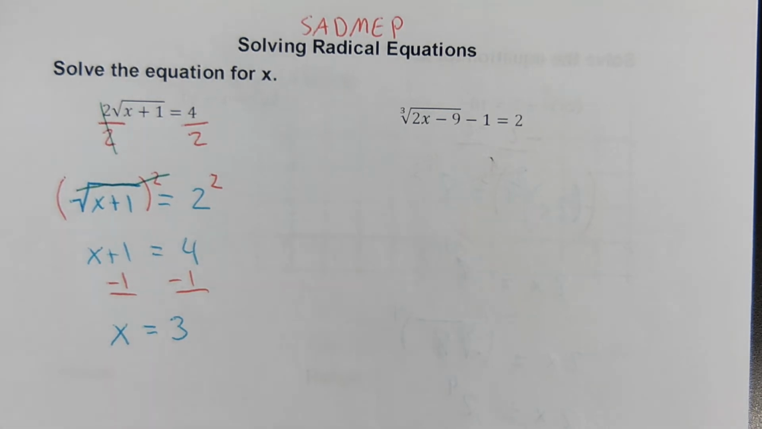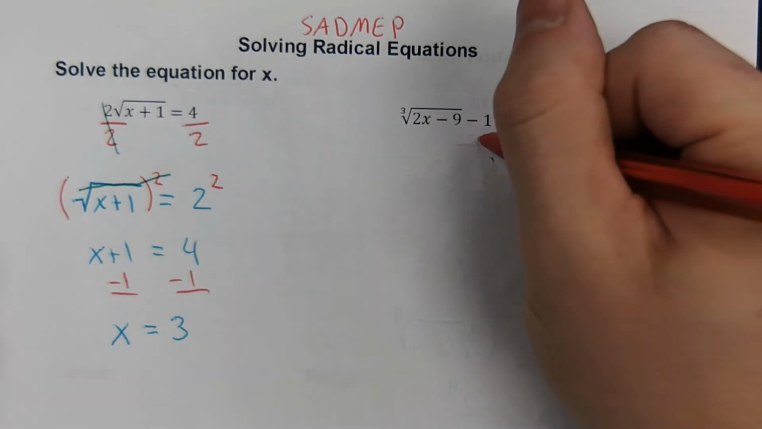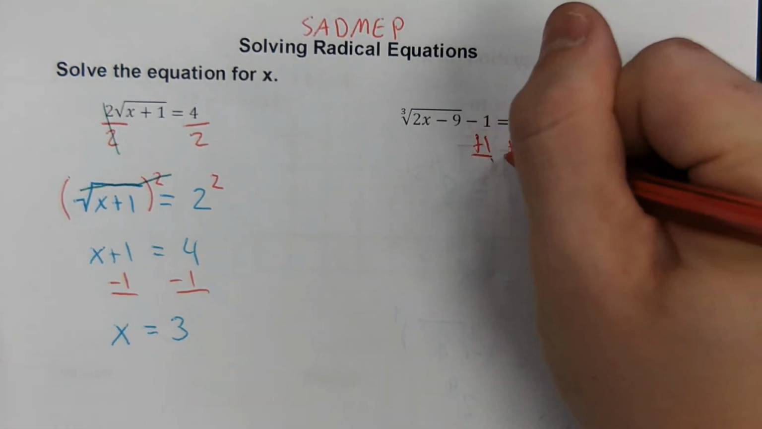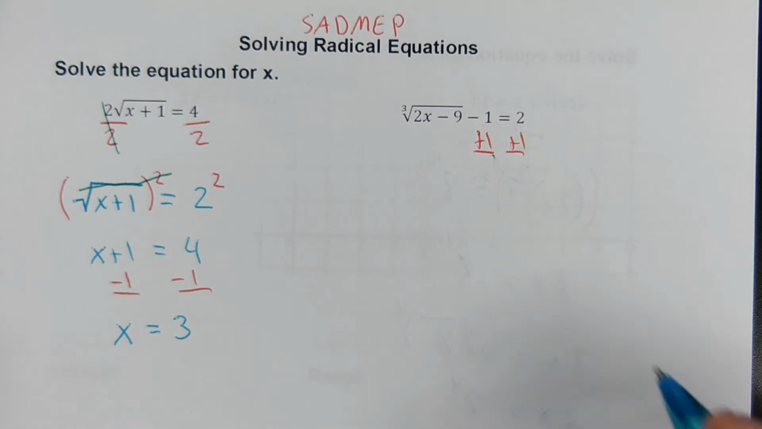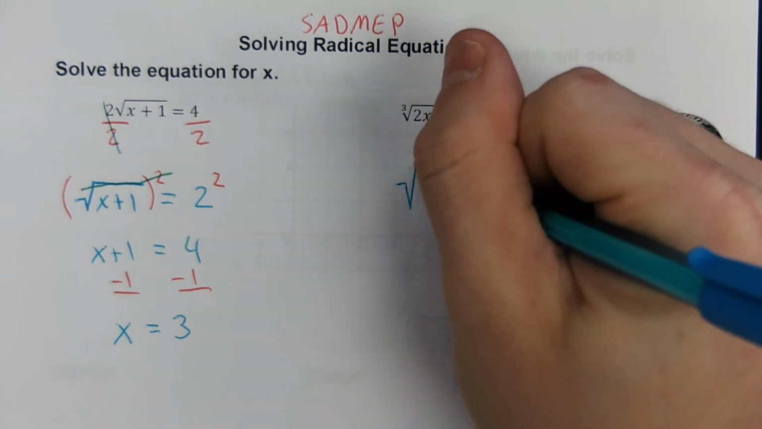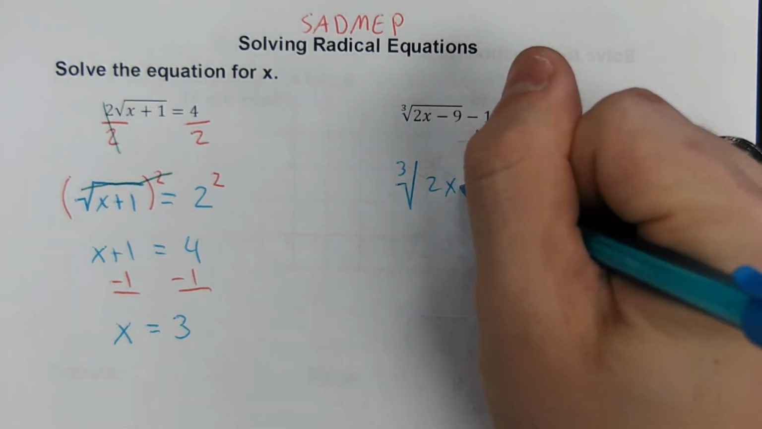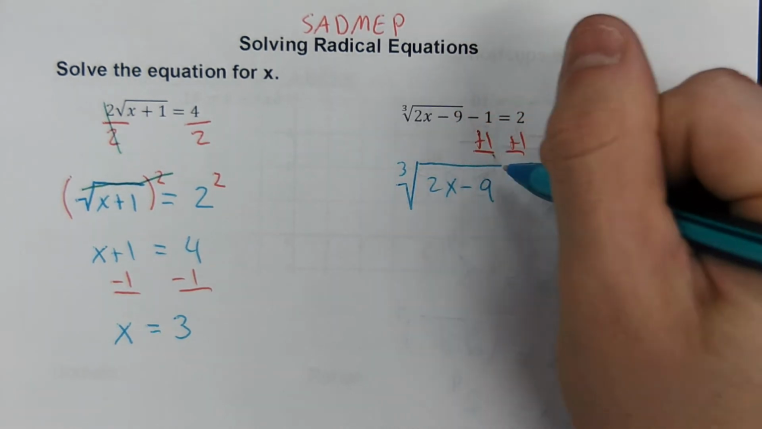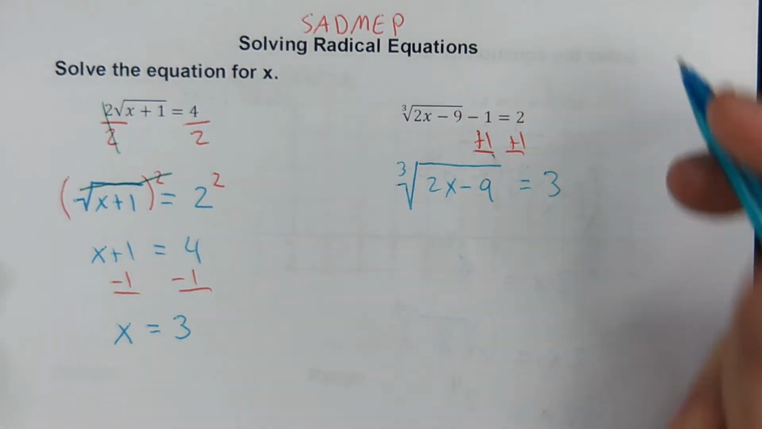Let's dive right into it. We are still following the order of operations in reverse, SAD MEP. The first thing we're going to do here then will be what? Yeah, it's going to add. It's going to get rid of that -1. Let's add 1 to both sides. I'm left with a cube root of 2x minus 9 equals 3.